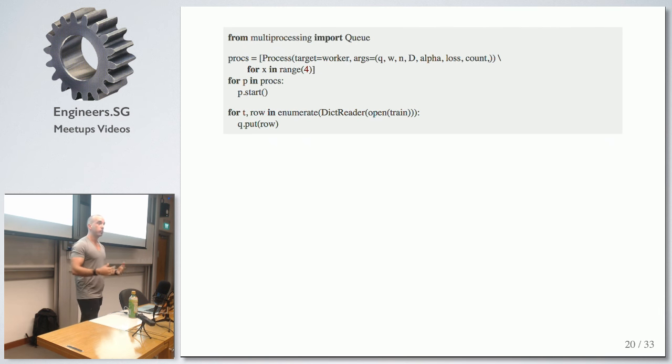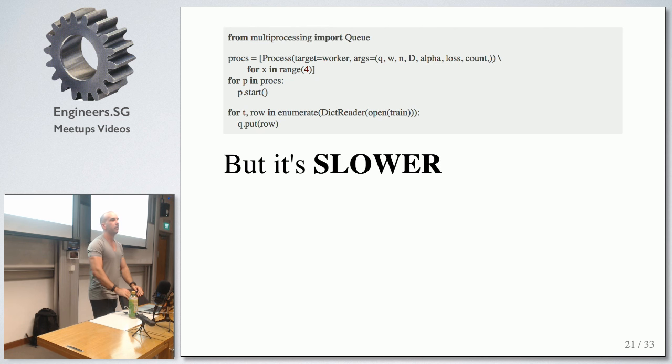And once you do that, you can have a queue. If you remember before, we had those records that we were generating from the file. You can put those records in a queue, and then all of these processes can pull from the queue and do the work in parallel. So it sounds pretty sweet. It can look just like this. It's not very hard. But that's actually slower. So even though you're using all the cores now, it's slower.